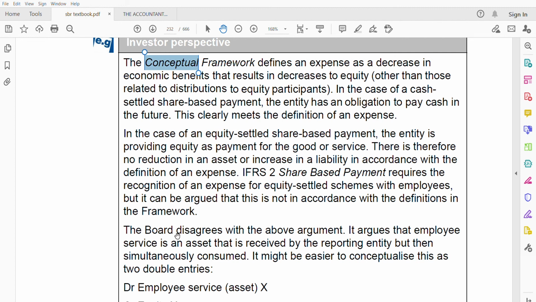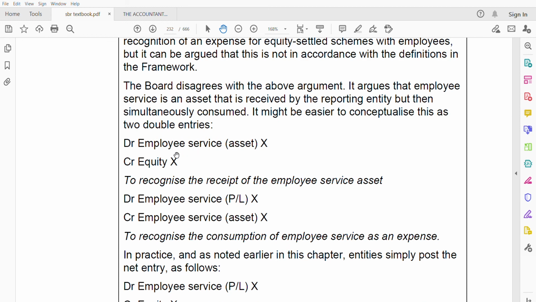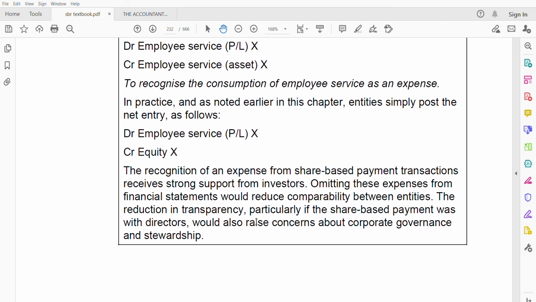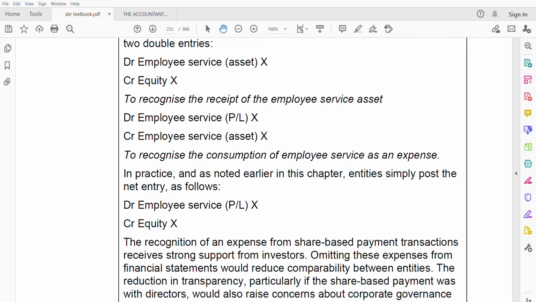This is why they say expense or asset, because they believe that employee service is an asset that is received by the reporting entity but then simultaneously consumed. So they might say it like this: employee service asset. They are taking employee service as an asset, debit employee service, credit equity. Then when it's consumed, you deduct the asset and debit the profit and loss because you are paying. All these things are not so much needed, so I'm not going to go much into them. This is the idea that employee services are taken as an asset. You can read this on your own.